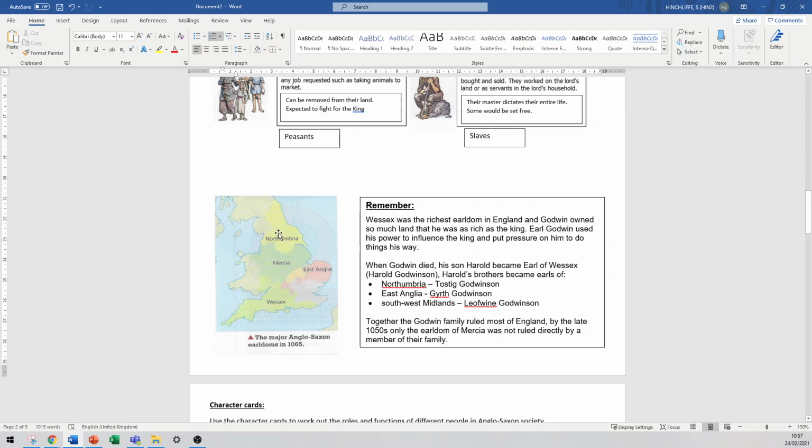When the Anglo-Saxons first arrived, when the Romans left, they created these little kingdoms. So there would have been a king of Mercia, a king of Wessex, a king of East Anglia, a king of Northumbria, and a king of Essex, and then Kent often was one as well. But over hundreds of years, these kingdoms unified and became one nation, which was England.